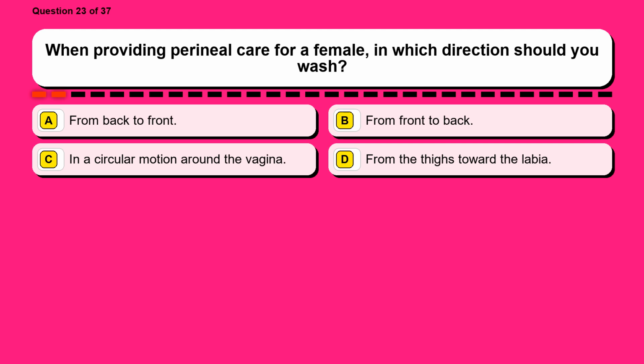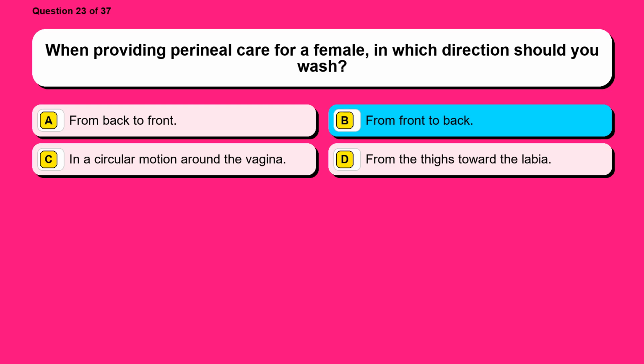Question 23. When providing perineal care for a female, in which direction should you wash? Option A, from back to front. Option B, from front to back. Option C, in a circular motion around the vagina. Option D, from the thighs toward the labia.